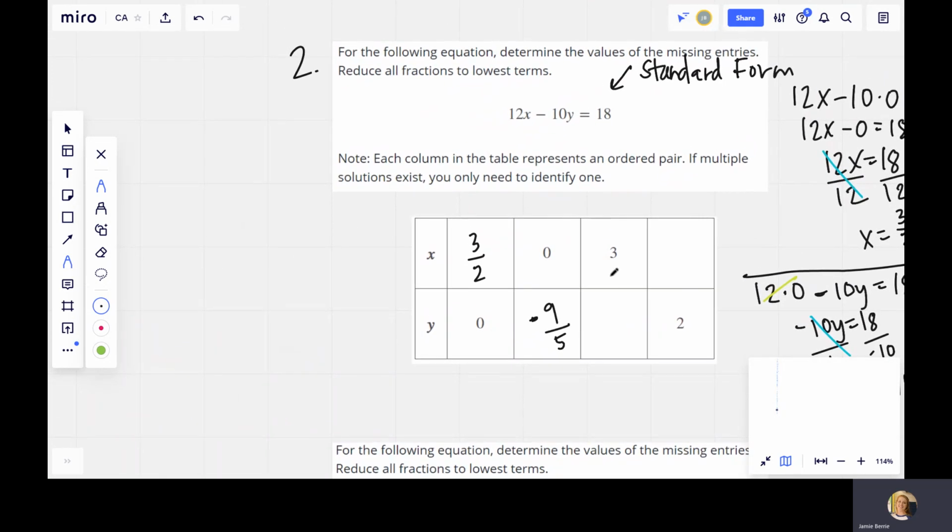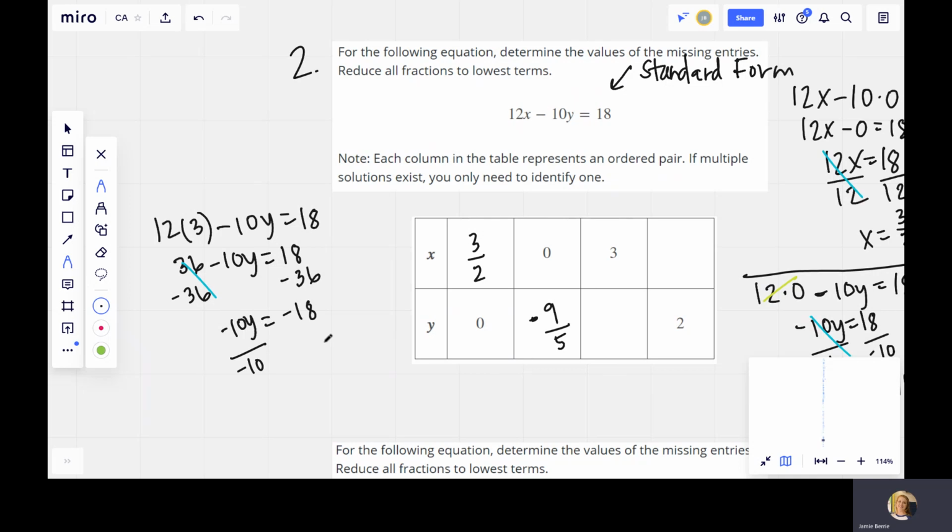All right, now we're going to work on these last two columns. In our next column here, it says replace the x value with 3. I know this is probably really simple, and you could probably do this on your own, but we'll go ahead and finish this table. All right, so 12 times 3 is 36, minus 10y equals 18. Solving for y here, go ahead and subtract 36 from both sides. It's going to cancel on the left. Leaves you with negative 10y equals negative 18.